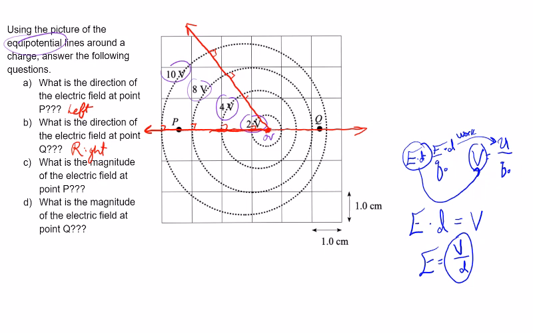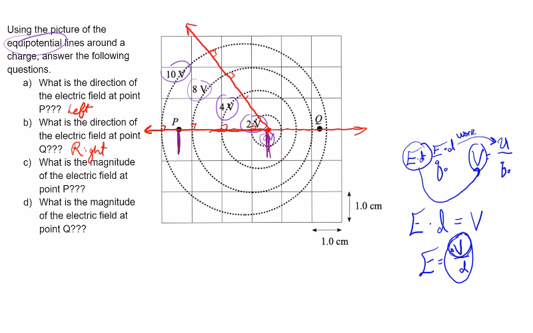So if I'm trying to figure out the magnitude of the electric field at point P, what I really want to know is the voltage difference. Really, it'd be a delta V, a potential difference, over the distance. The way I would think of this is, if this is 0 volts right here, we're trying to figure out what it is over here.